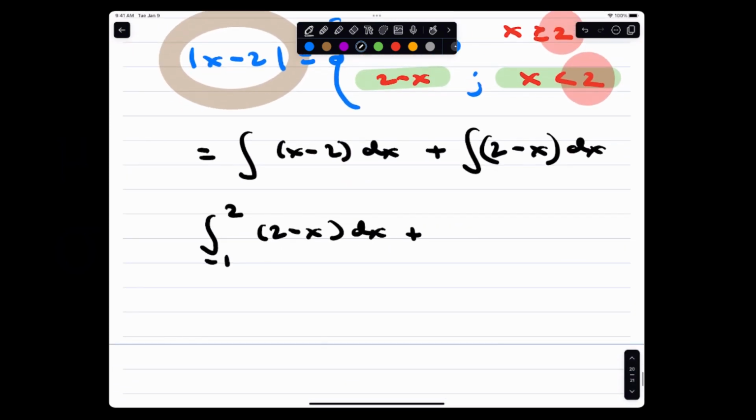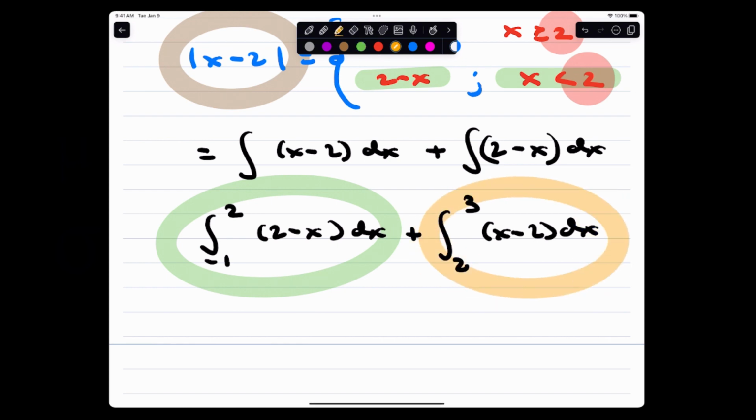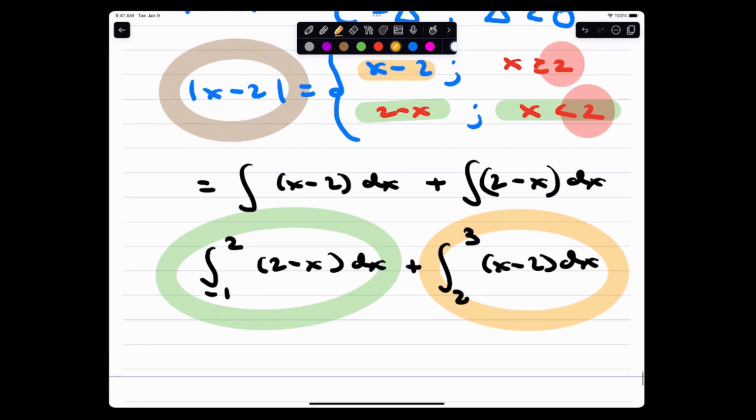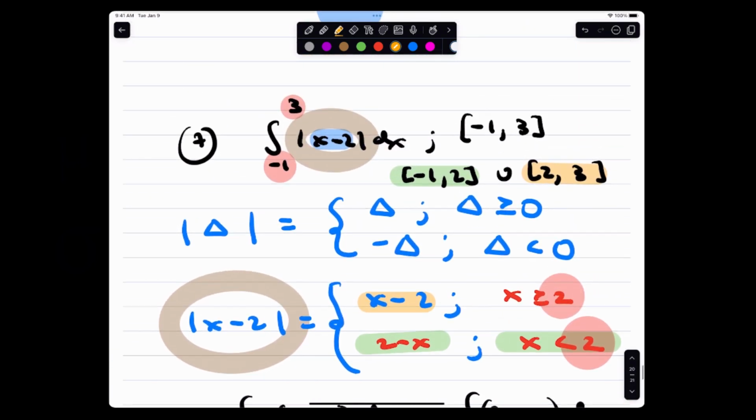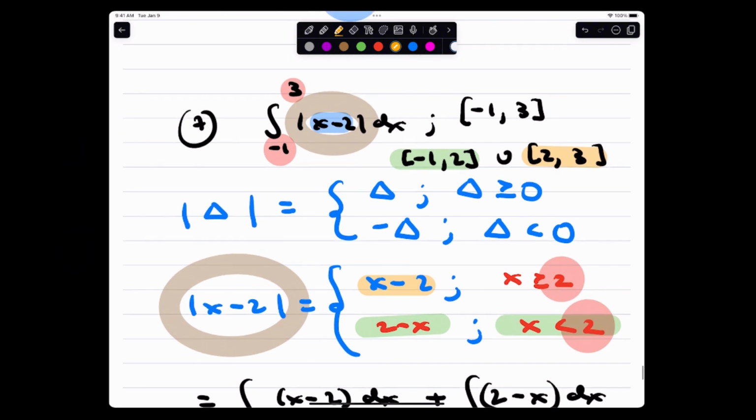So we'll say from 2 to 3 instead now. That's when we use x minus 2 dx. So you have the green and the orange. That was that property I gave you guys yesterday. Right? You can split up an integral when you actually go from what? Well, whenever you have to. You could do it all the time, but you only do it when you really need to. Here you need to because you have a function defined piecewise. That absolute value is a piecewise function.